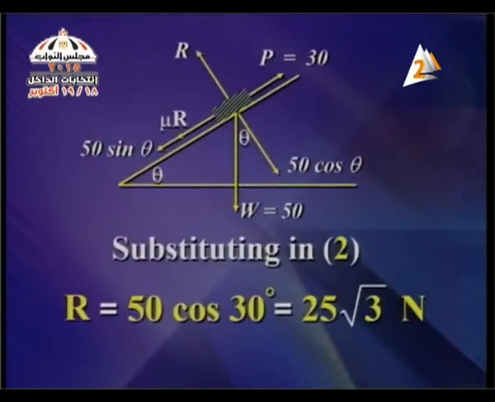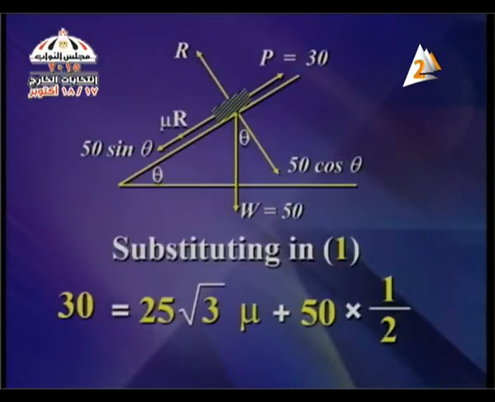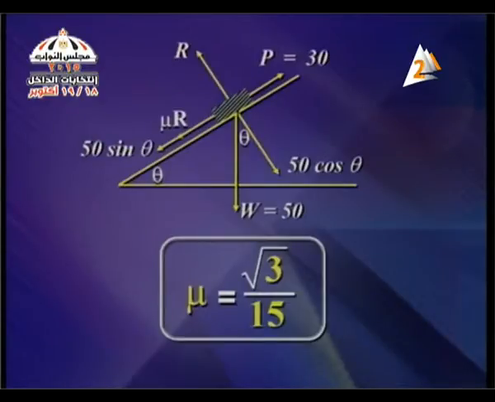By substituting in number 2, we get R equals 50 cosine 30, which equals 25 root 3 Newton. And by substituting in equation number 1, we get 30 equals 25 root 3 mu plus 50 times half. Therefore, mu equals root 3 over 15.